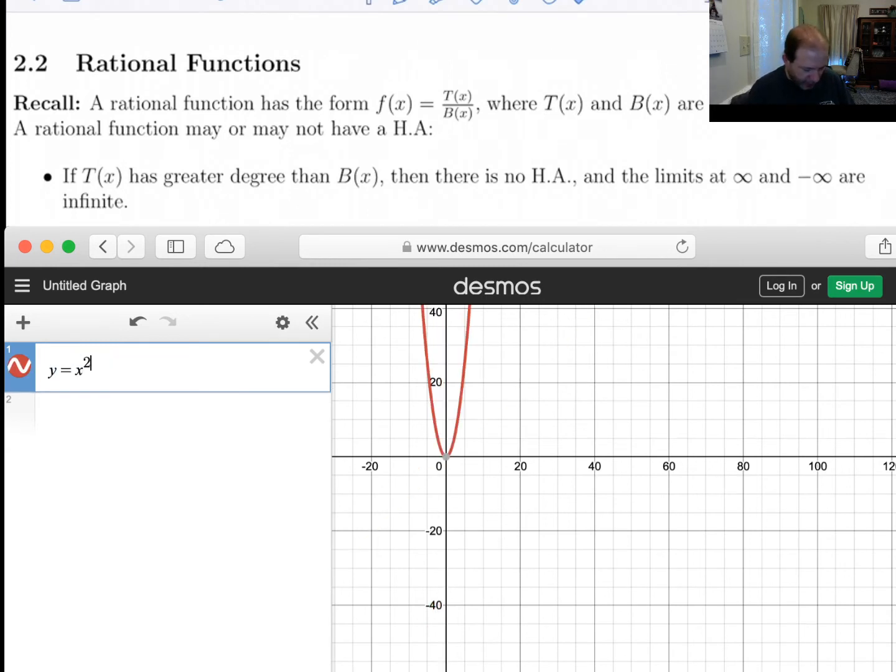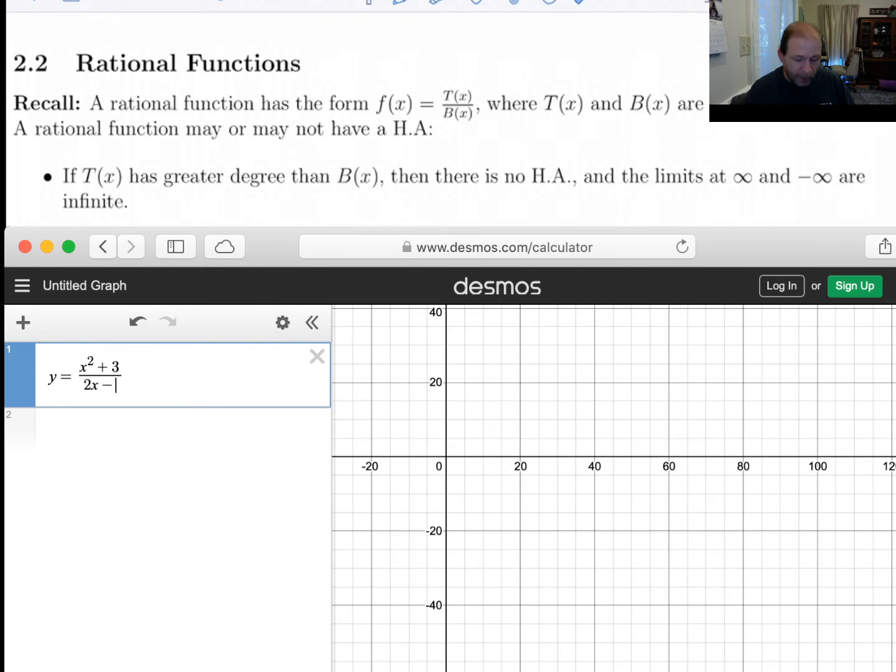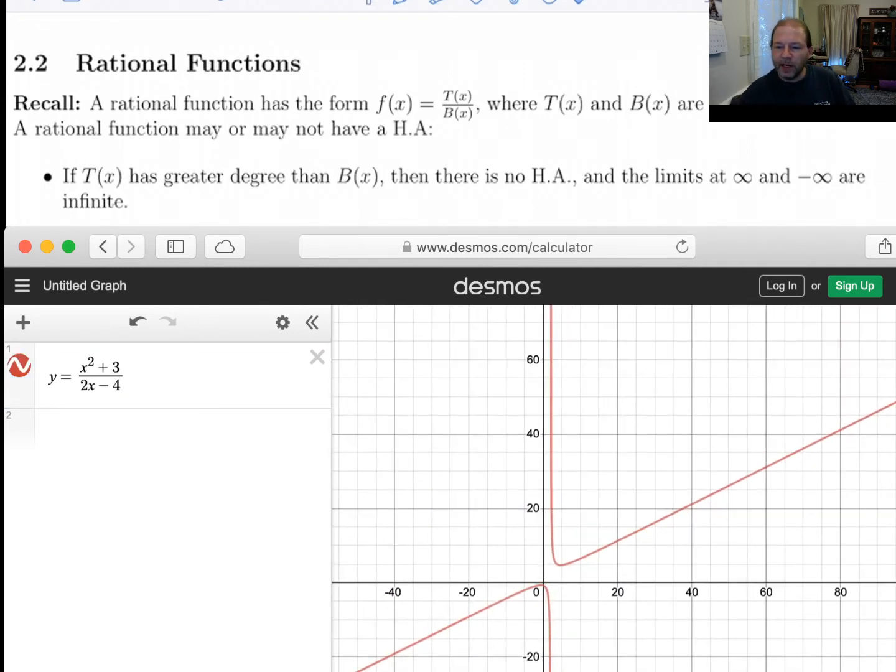Let's say I've got x squared plus 3 over 2x minus 4. So yeah, as x grows large, this goes to infinity. As x grows large negative, this goes to negative infinity.